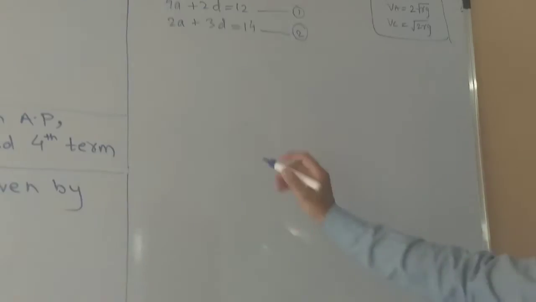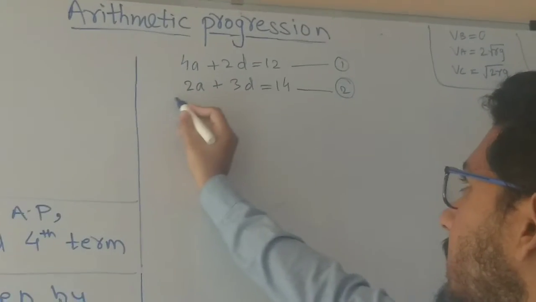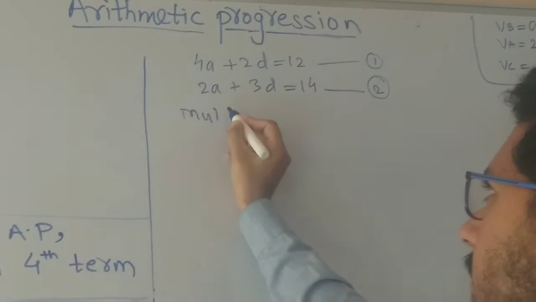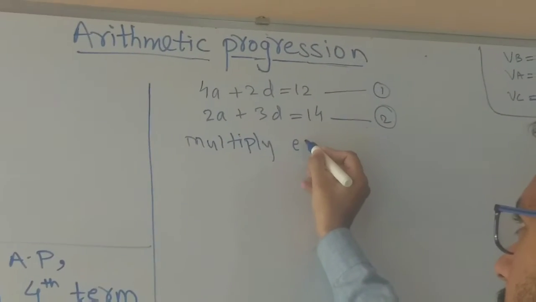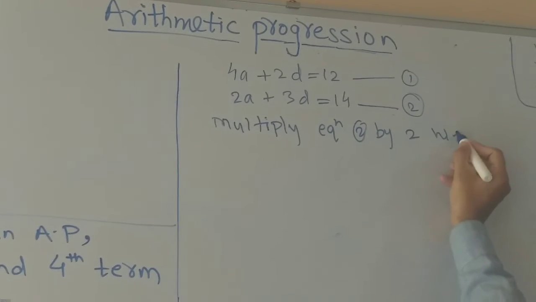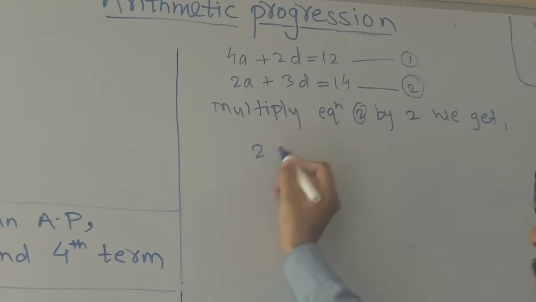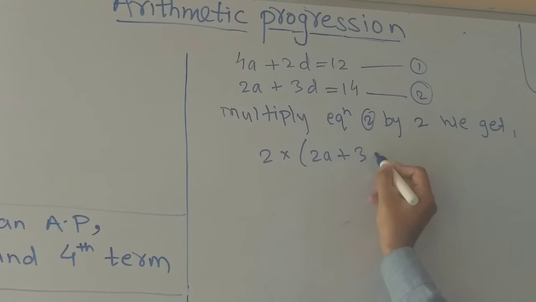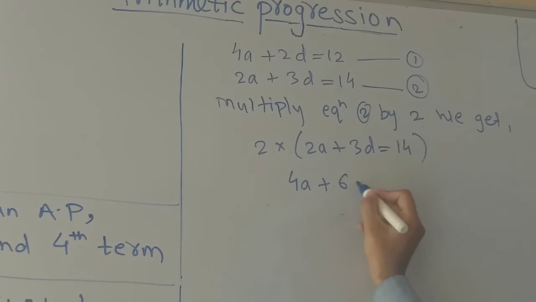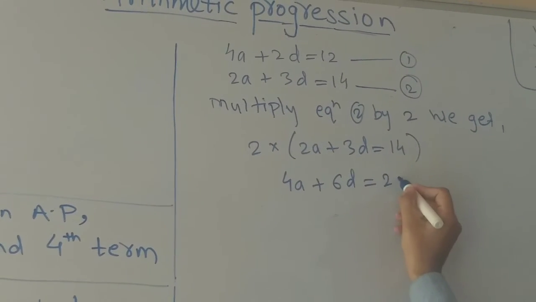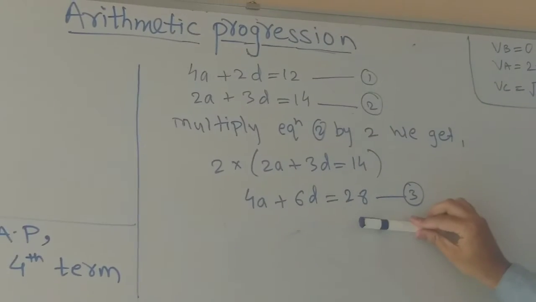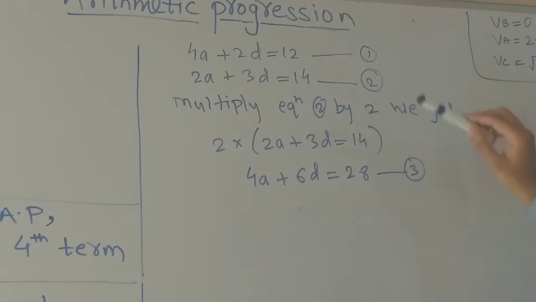Now here, we'll multiply equation 2 by 2. Then we'll make this coefficient the same. So multiplying equation 2 by 2 we get 2 into bracket 2a plus 3d equals 14. So 2 2s are 4a plus 2 3s are 6d equals 2 14s are 28. Call this equation number 3. Now equation number 2 converts into equation number 3.